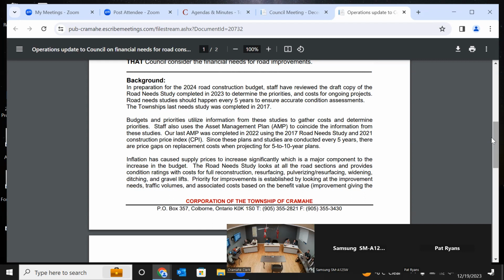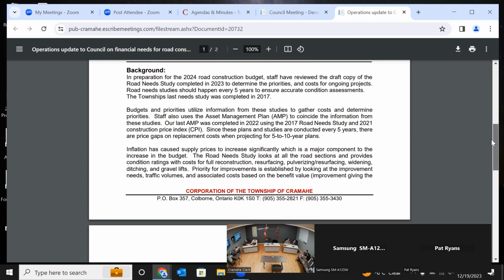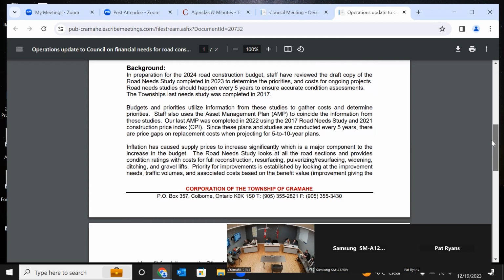Budget and priorities utilize information from these studies to gather costs and determine priorities. Staff also use the asset management plan to coincide with the information from these studies. Our last AMP was completed in 2022 using the 2017 roads needs study and the 2021 construction price index. Since these plans and studies are conducted every 5 years, there are price gaps on replacement costs when projecting for 5 to 10-year plans. Inflation has caused supply prices to increase significantly, which is a major component of the increase in the budget.